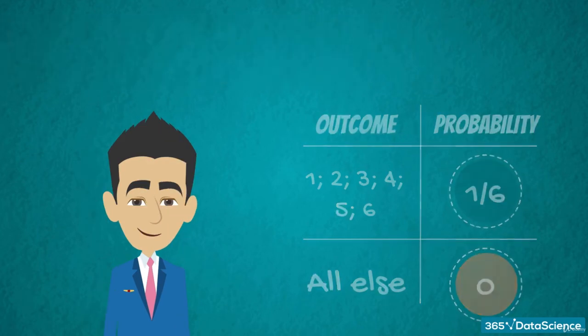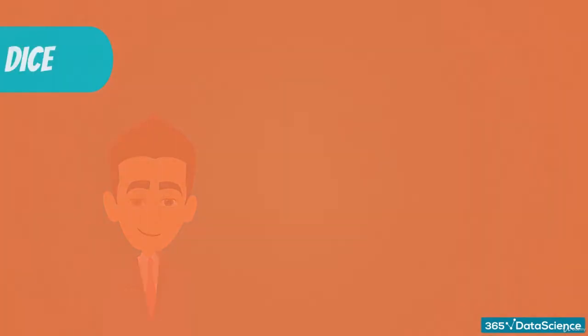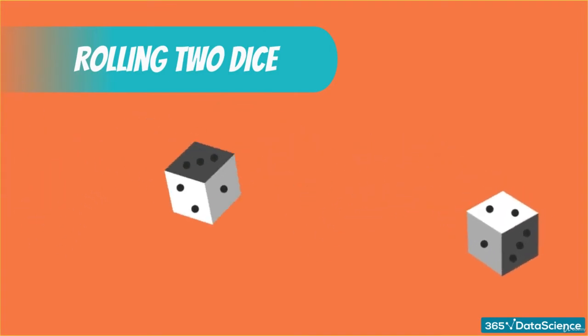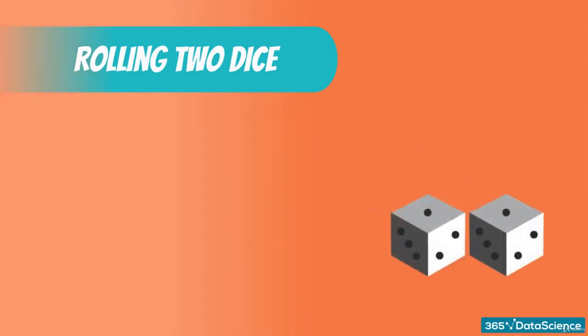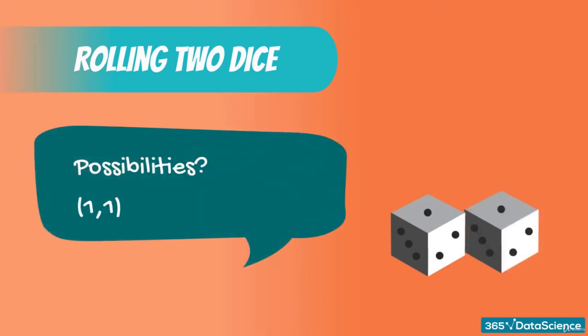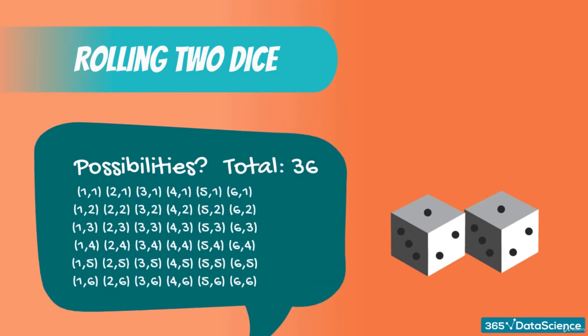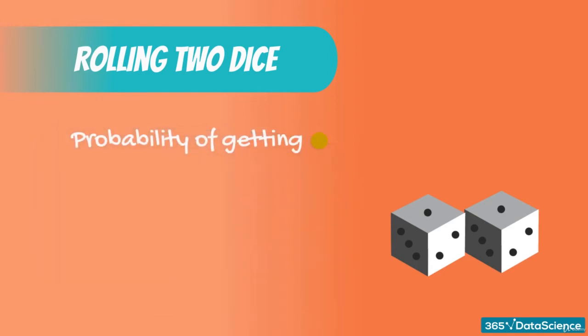All right, after this short clarification, let's explore a different example. Think about rolling 2 dice. What are the possible outcomes? 1 and 1, 2 and 1, 1 and 2, and so on. Here's a table with all the possible combinations. Say we are playing a game where we are trying to guess the sum of the 2 dice.